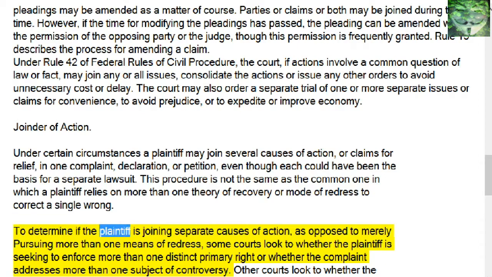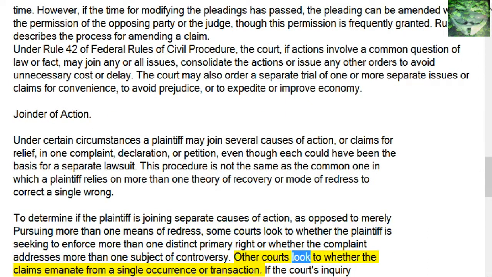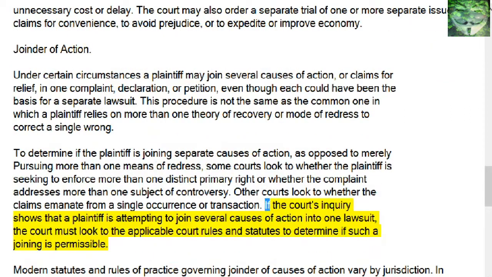To determine if the plaintiff is joining separate causes of action, as opposed to merely pursuing more than one means of redress, some courts look to whether the plaintiff is seeking to enforce more than one distinct primary right or whether the complaint addresses more than one subject of controversy. Other courts look to whether the claims emanate from a single occurrence or transaction. If the court's inquiry shows that a plaintiff is attempting to join several causes of action into one lawsuit, the court must look to the applicable court rules and statutes to determine if such a joining is permissible.